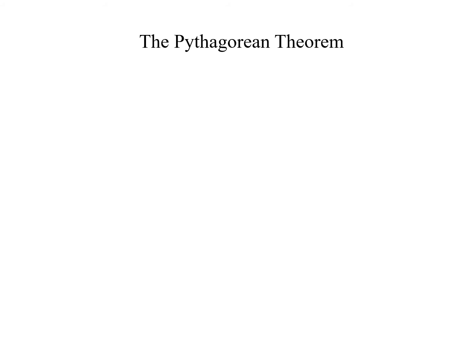Hello, my name is Joe Vasta, and I'm going to talk about the Pythagorean Theorem. The Pythagorean Theorem has to do with right triangles. A right triangle is a triangle that has a right angle. A right angle is 90 degrees, so this right here is a right triangle.